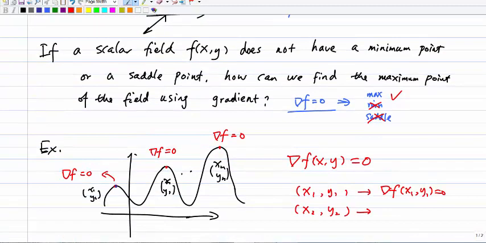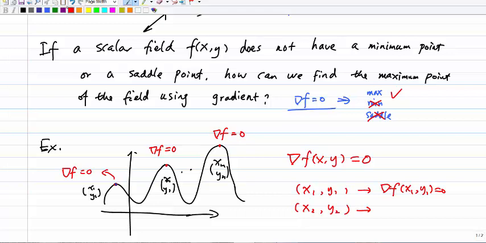Okay. So here is an example showing what this means. Assume I have some sort of scalar field like this. It's going up and down. This is your scalar field, right? You have a maximum point here. It's not the global optimum, but it is a local maximum point. It doesn't have a minimum point, because the minimum would go all the way down. It doesn't include any saddle points.